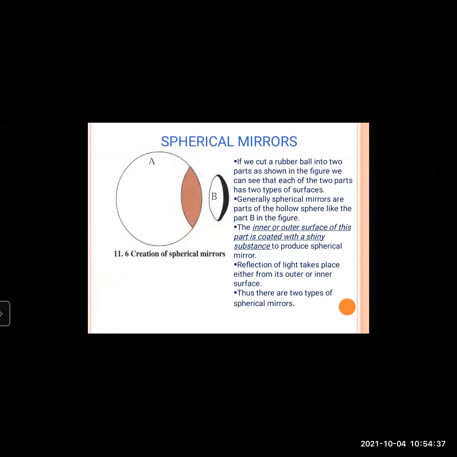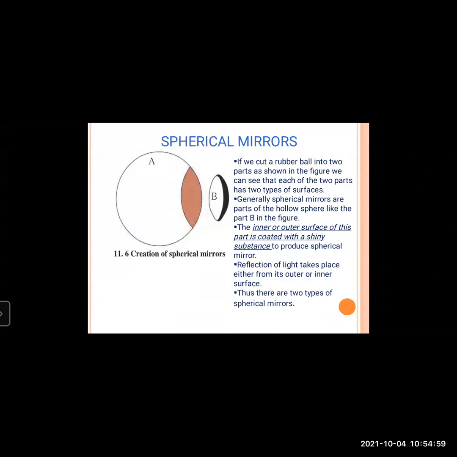So this was an example: if we cut a rubber ball into two parts as shown in the figure, we can see each of the two parts as two types of surfaces. Generally, spherical mirrors are parts of a hollow sphere like the part B in the figure. The inner or outer surface of this part is coated with a shiny substance to produce a spherical mirror.